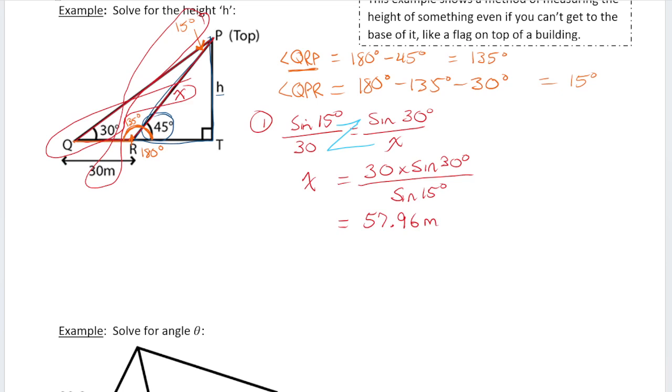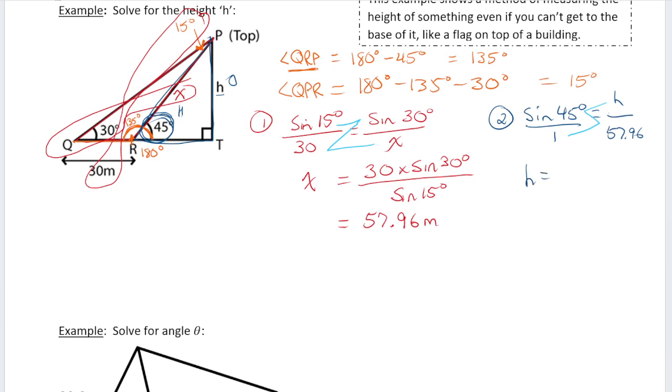And now we go back to our first triangle and we have SOHCAHTOA. So from our reference angle of 45, that's the opposite, and that's the hypotenuse, and we know x is 57.96. So it's sine law again. Lots of sine law today. Or not sine law, it's the sine ratio. Sine of 45 degrees is equal to the opposite, which is h, over the hypotenuse, which is 57.96. Put that over 1. Do our Z pattern.